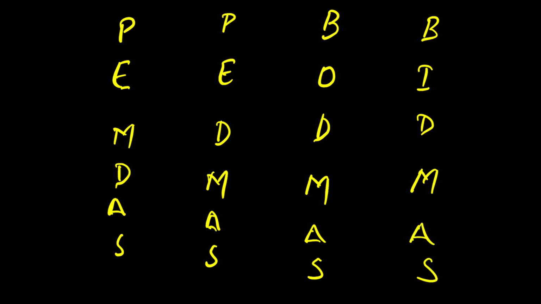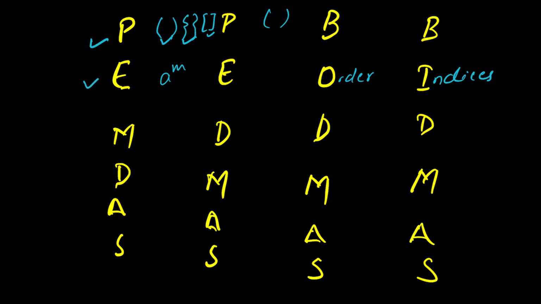P here stands for parenthesis, brackets, and these are smaller brackets, curly brackets and box brackets, three kinds of brackets. First we solve the smaller bracket, then curly, and then the box bracket. E is for exponent, order, indices, roots. So after parenthesis we solve exponent, order, indices or roots.